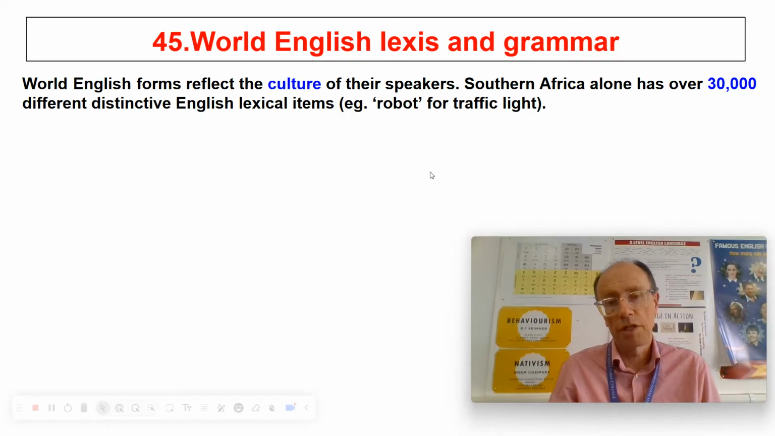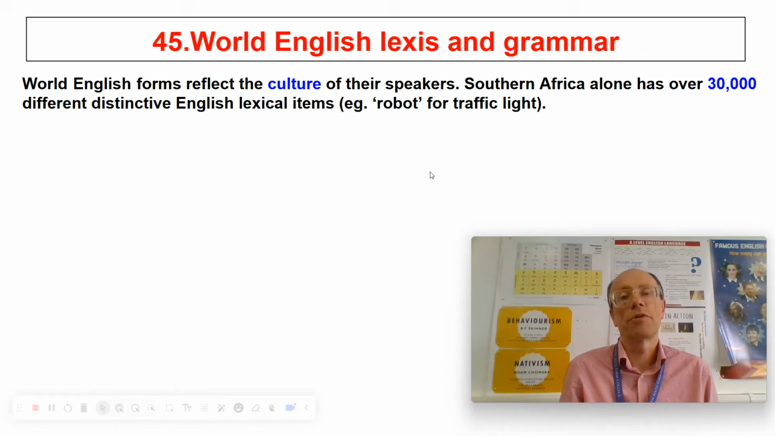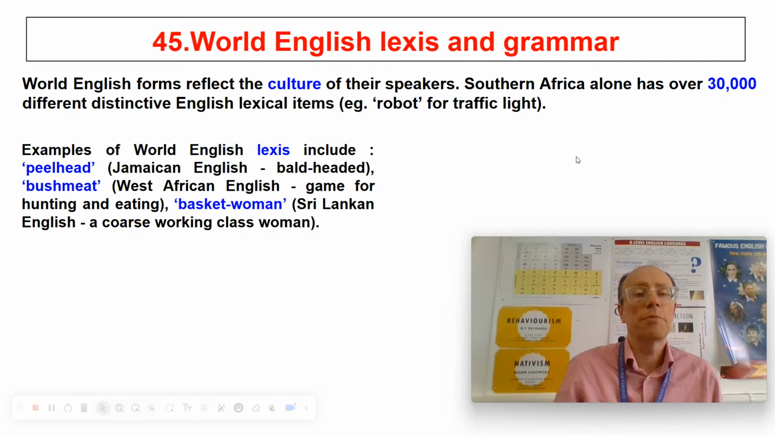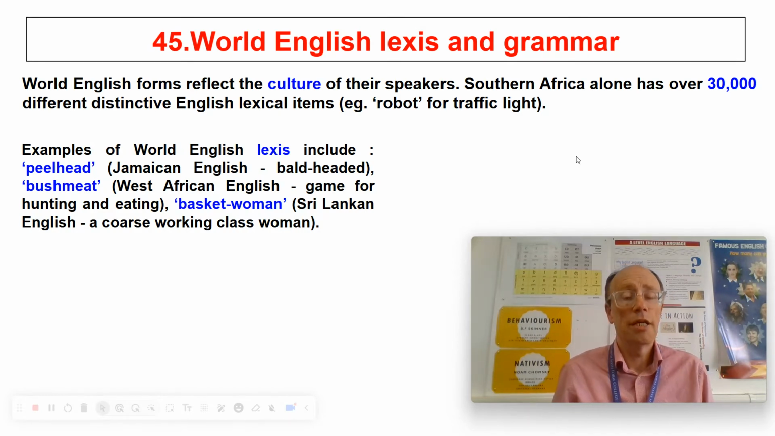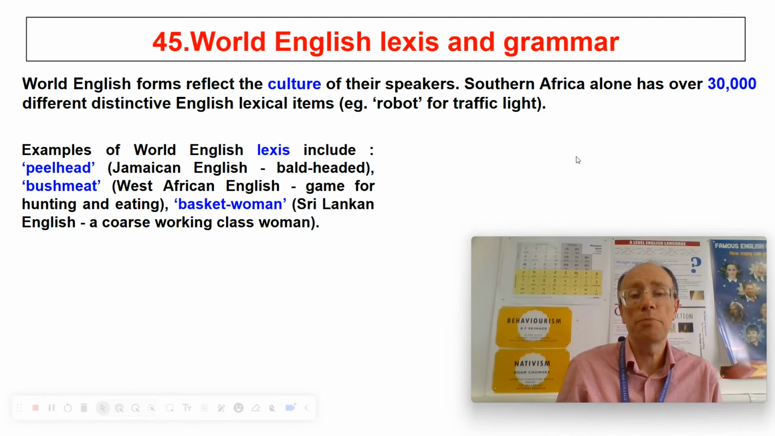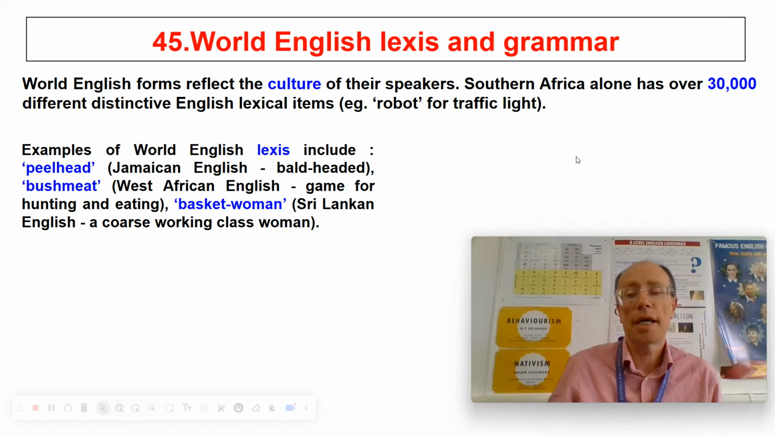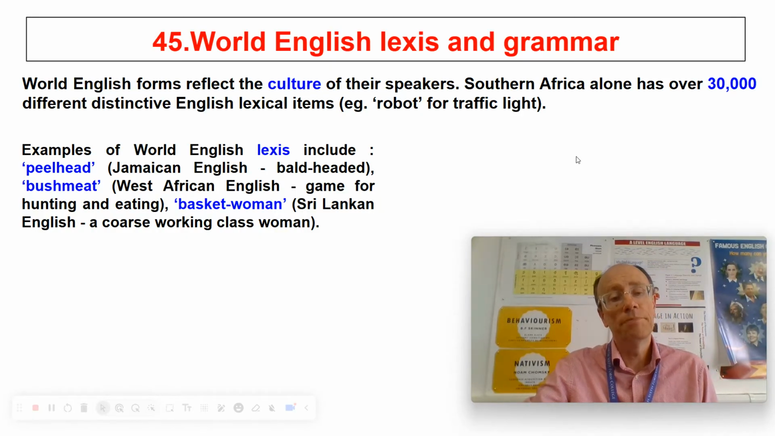And David Crystal, in one of his videos, tells the story about being in a taxi in South Africa and the taxi driver using the word "robot" to mean traffic light. So there's an example of a very distinctive international form of that word. Here are some examples of World English lexis. "Peelhead" in Jamaican English means bald-headed. "Bushmeat" in West African English means game for hunting and eating. And "basket woman" in Sri Lanka, off the east coast of India, means a coarse working class woman.